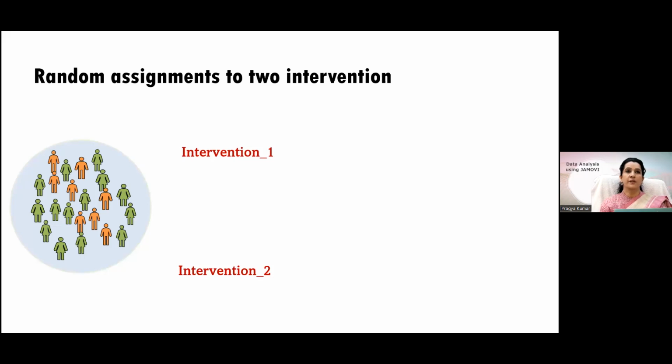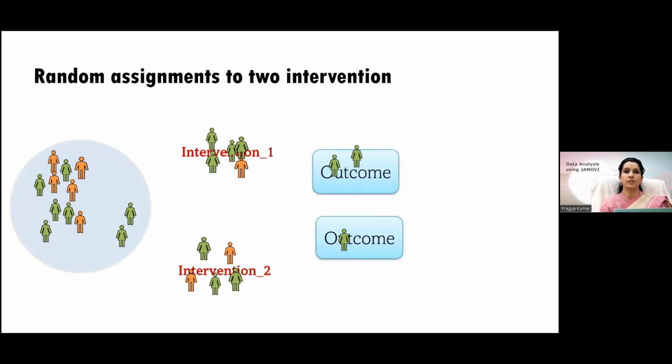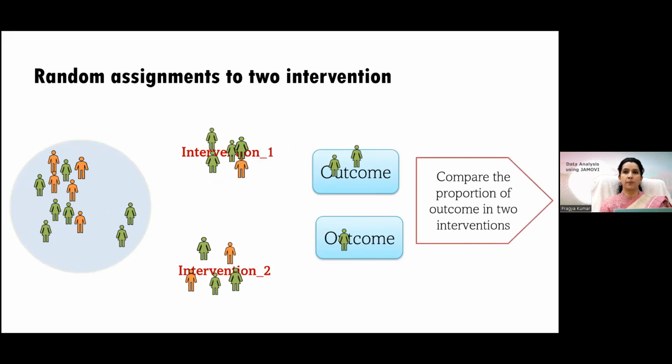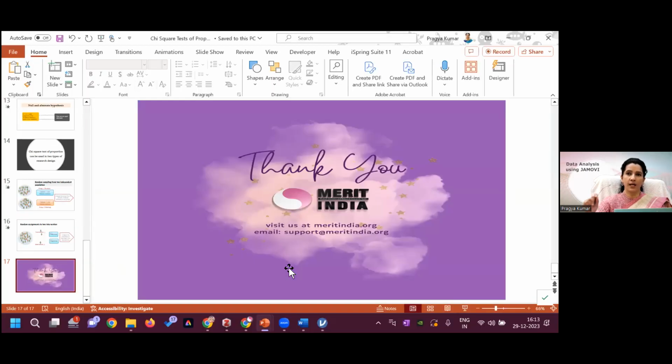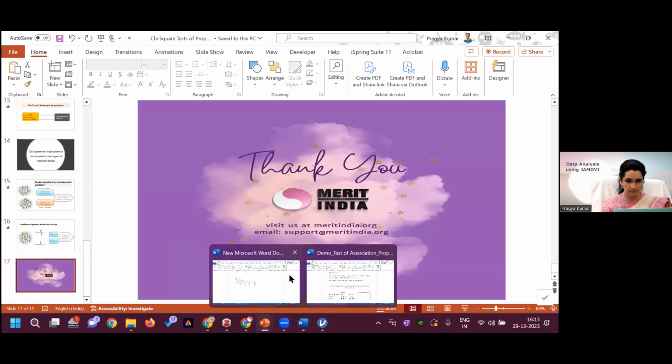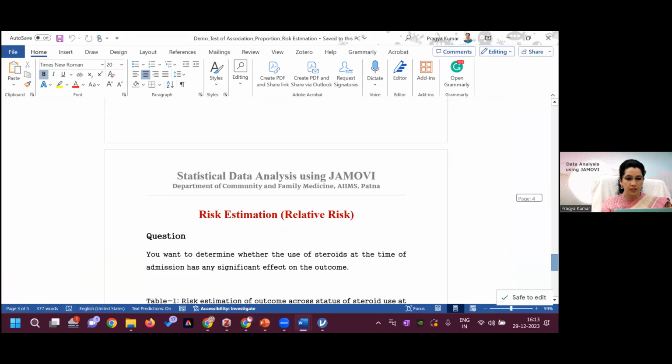Or if we are doing random assignment to two interventions, like we have assigned a few people to intervention 1 and a few people to intervention 2, and then we are measuring the outcome, which is binomial, and then comparing the proportion of outcome in the two interventions, then also we can apply this chi-square test of two proportions. So now how to do that? I'll see the question. So coming to the chi-square test of two proportions.